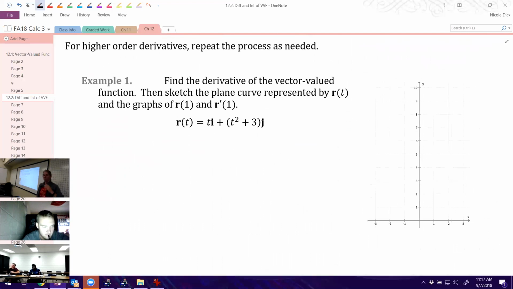Here we go. Example 1. Find the derivative of the vector valued function and sketch the plane curve represented by the vector valued function and the graphs at those points there. Okay? So there's my vector valued function. Let's go through and find the derivative.